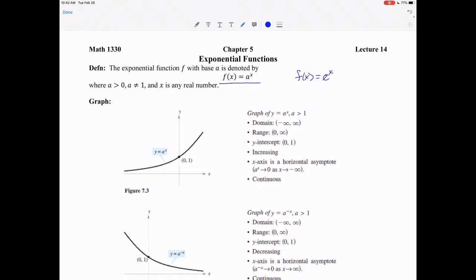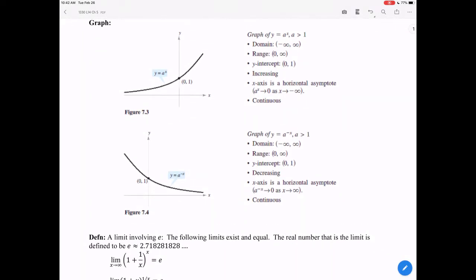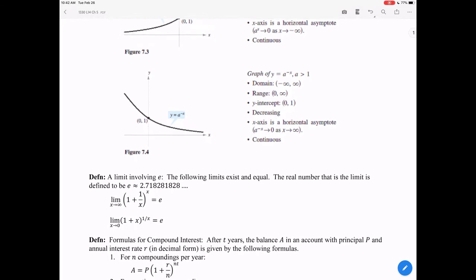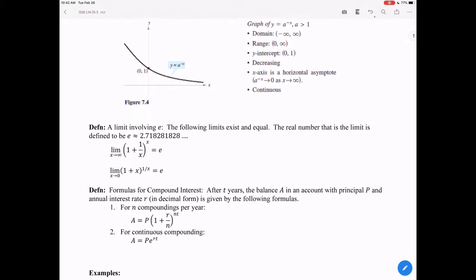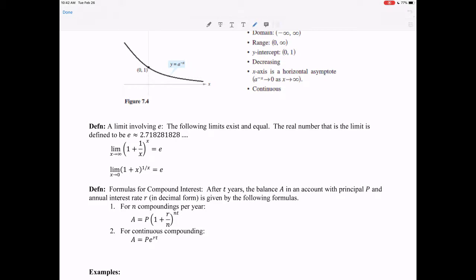These are the graphs of a to the x and the properties of a to the x. And then you see that we have a to the negative x and the properties of a to the negative x. So now, here is e. This is what e is. E is a special number right here, and it is a limit.